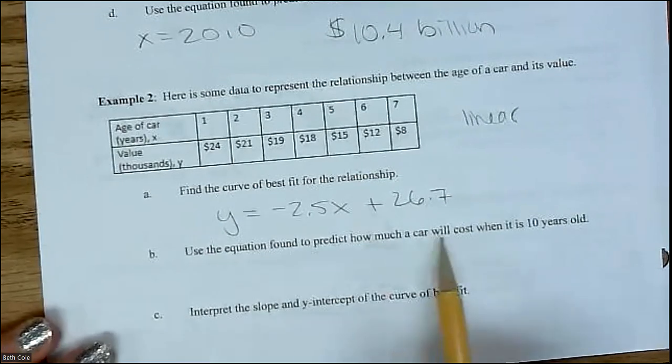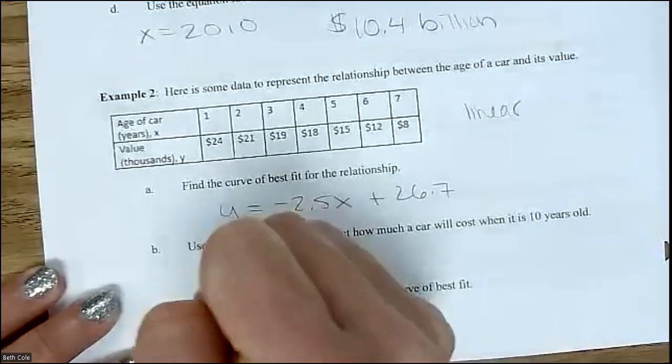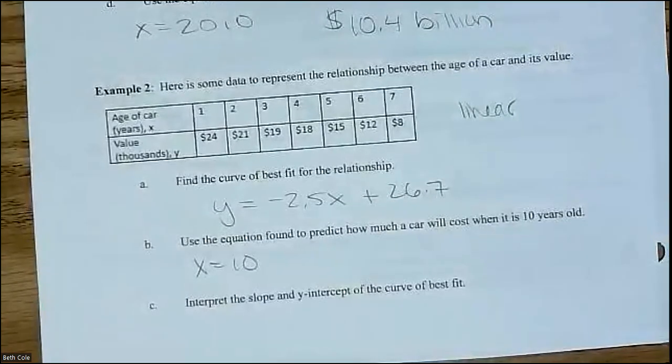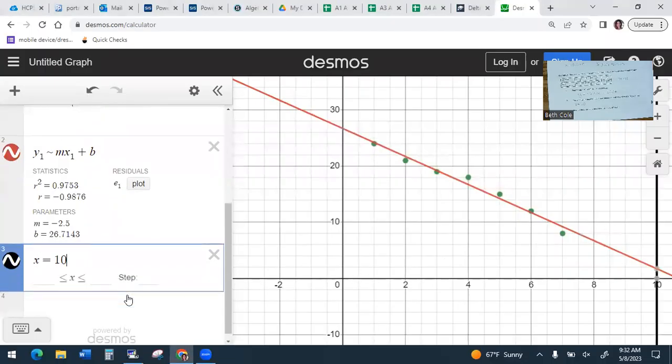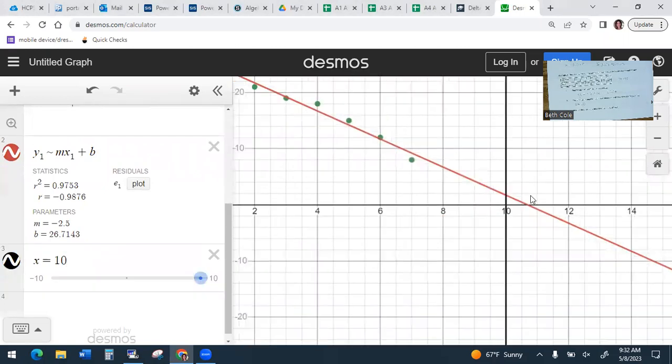Use the equation to predict how much the car will cost when it's 10 years old. Well, I'm going to type in x equals 10. And it will literally spit out the answer at me. Well, I guess it won't spit out the answer. I have to know what part to click on. What do I need to click on? The intersect right there. At 10 years old.